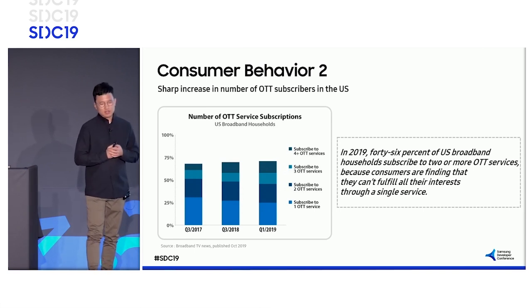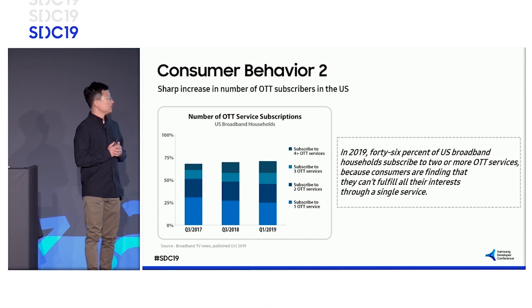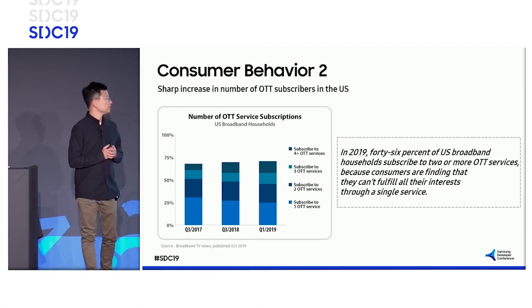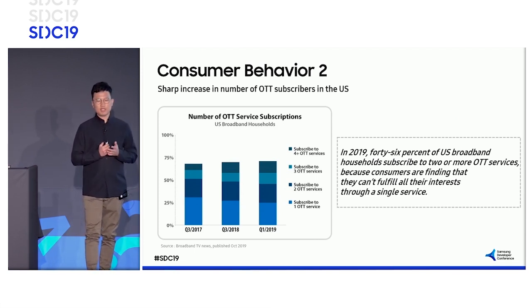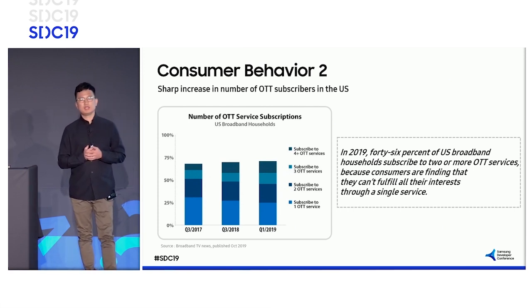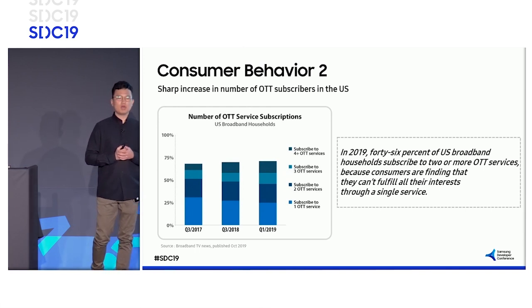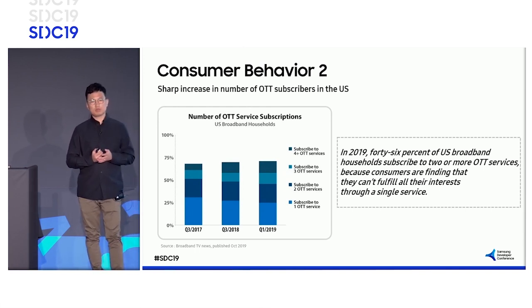In recent years, the OTT industry has grown rapidly. In 2019, 46% of US broadband households subscribed to two or more OTT services because consumers are finding that they cannot satisfy all their interests through a single service. There are two reasons. First reason is there are many viewing options people can choose, like price or subscription type. Second reason is many OTT providers supply more and more of their own exclusive content to strengthen their service.